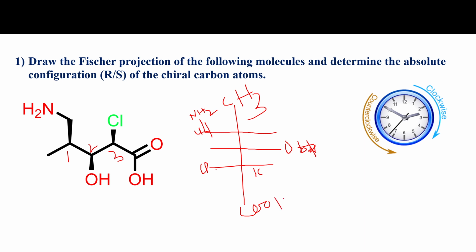Next, we have to find out the RS nomenclature. What will be the first priority for this carbon? The first priority will be CH2, which is connected to NH2, so C-N, and here it will be C-O. So this will be first, this will be second, this will be third, and it will rotate in this direction. First, second, third, clockwise. That means R.